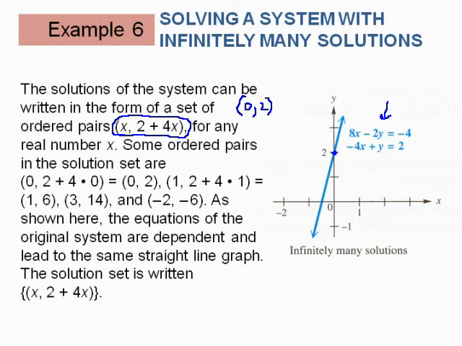So what we did is we got all variables in terms of one variable here. We got everything in terms of x. And then we could also plug in some more x values and get 1, 6, 3, 14, negative 2, negative 6, which would all be on this line since it's dependent. And here is how you write it in college algebra, all variables in terms of one. So for dependent systems in college algebra, they'll get everything in terms of one variable.